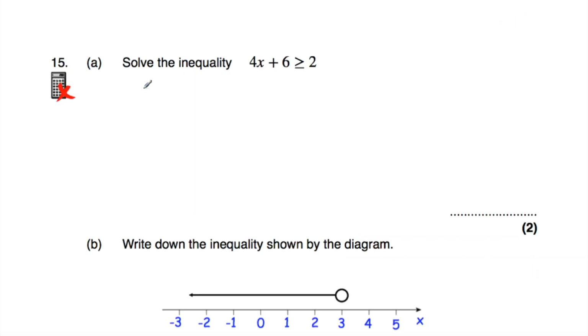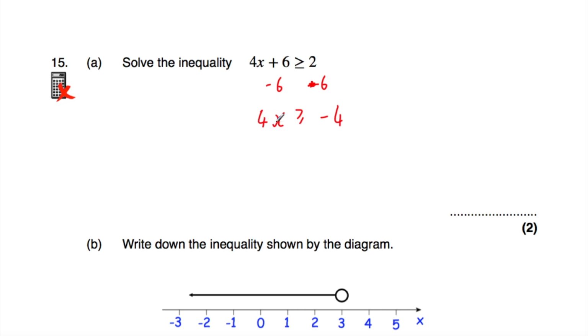Question number 15a says solve the inequality 4x plus 6 is greater than or equal to 2. So we want to solve this, so let's get rid of the plus 6, so let's take away 6 from both sides of the inequality. On the left hand side, 4x plus 6, we're taking away 6 to get rid of the plus 6, so we're just going to be left with 4x, and that's going to be greater than or equal to, and 2 take away 6 would be minus 4.